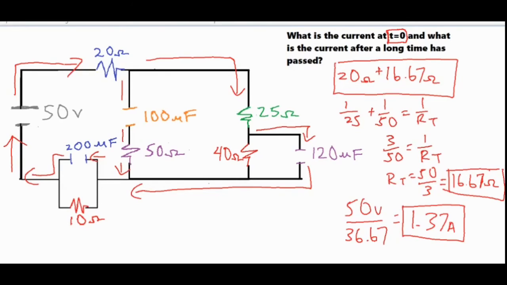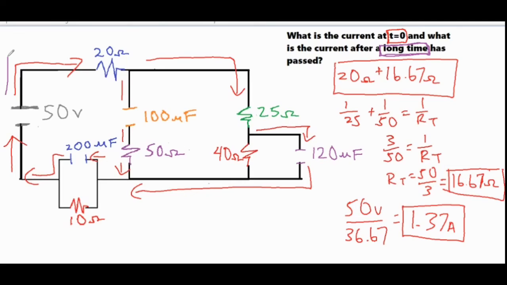Now, that's the current as soon as a switch is closed. The switch would probably be right over here to complete that circuit. And then let's take a look at a second scenario to where we're going to find the current after a long time. So after the capacitors have reached their steady state. Now as the charges flow through the circuit, they're going to act much differently because those capacitors are going to be fully charged and not allow any current to pass through.